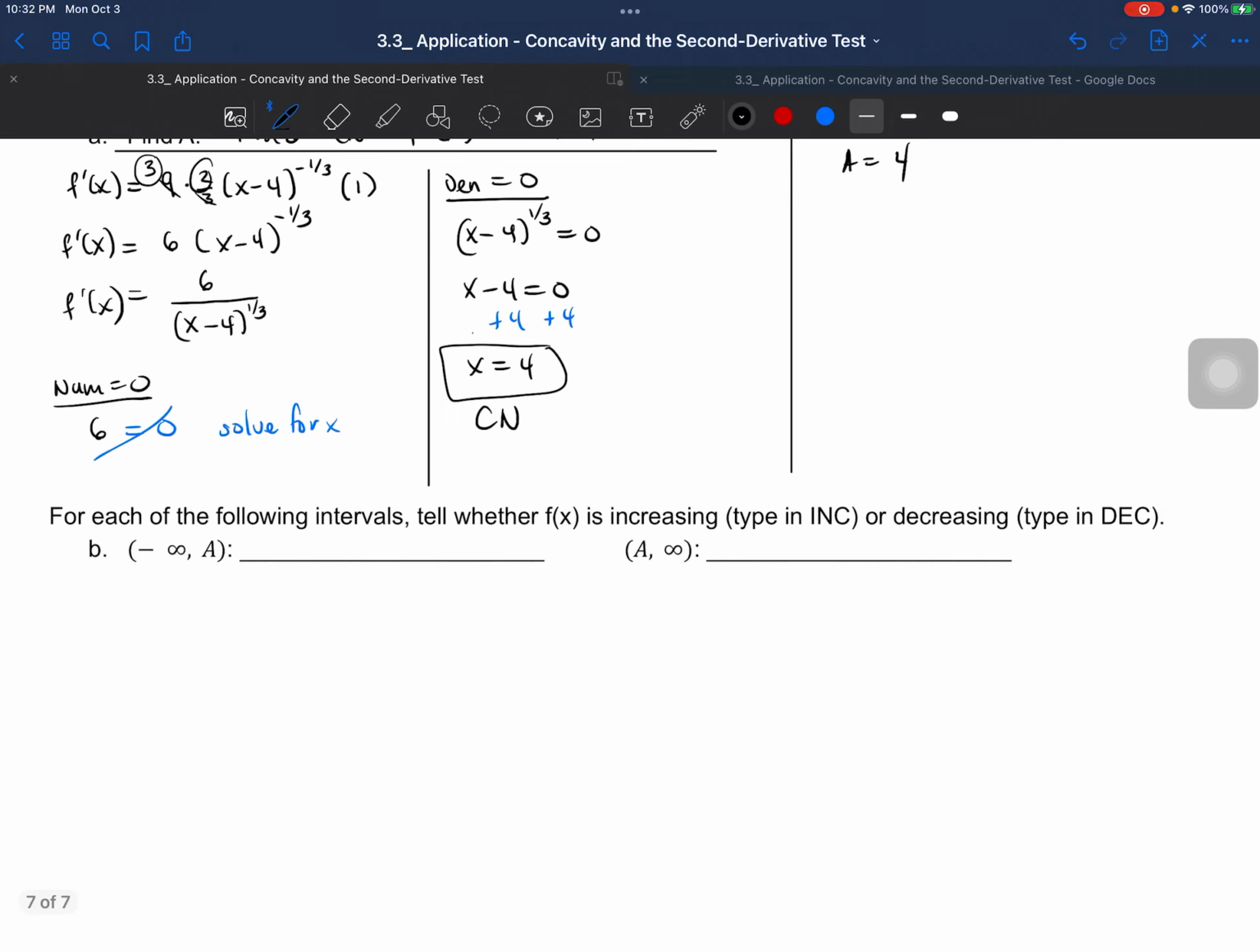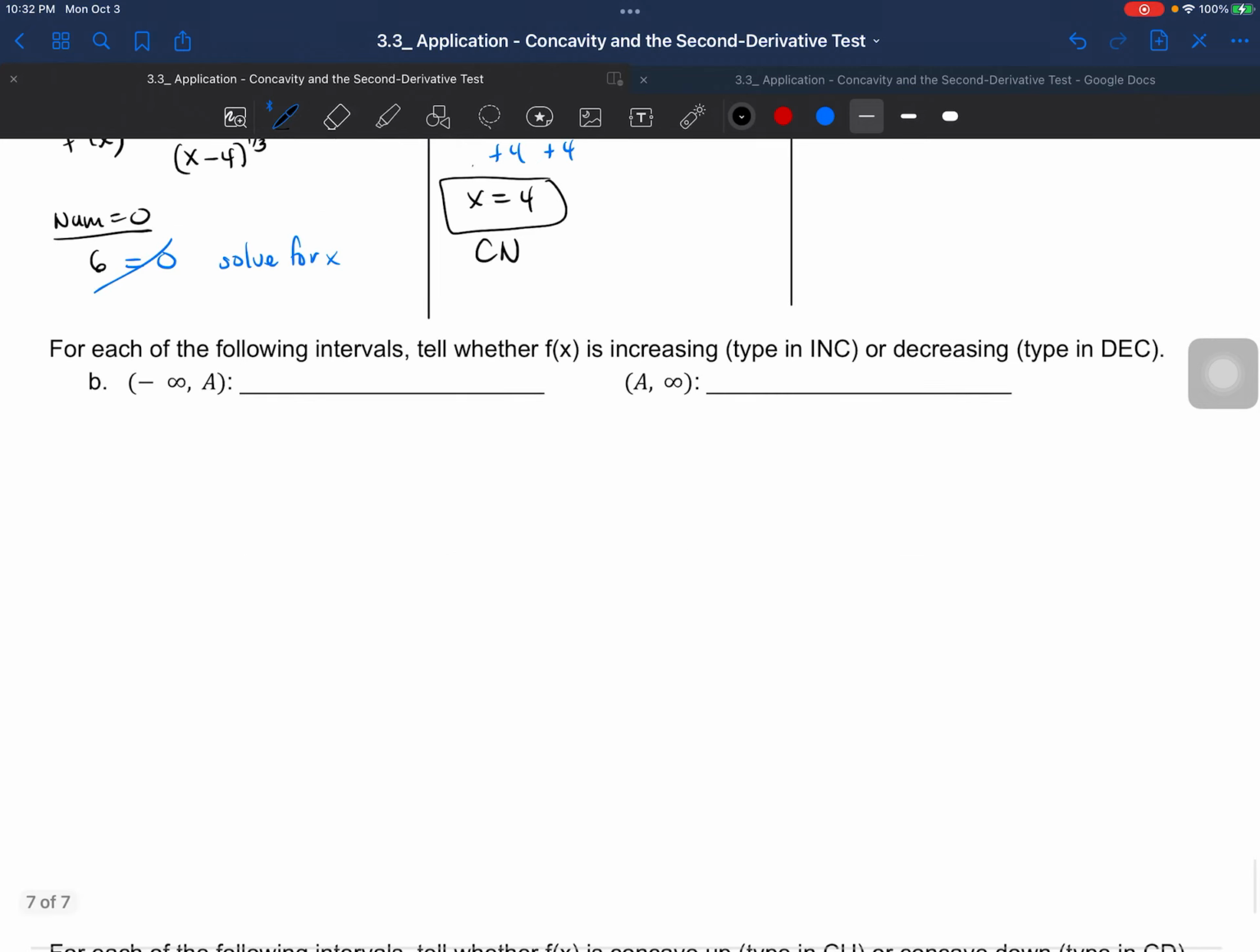All right, so let's move on to part B. Part B is asking us to find the interval whenever the function is increasing or decreasing, right? So we already know what to do for that. What we need to do is create a number line.